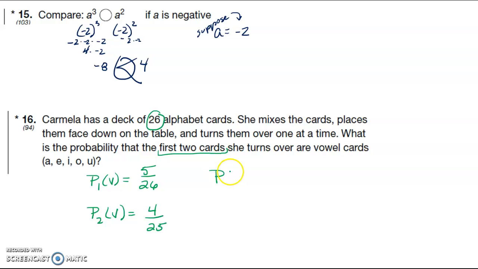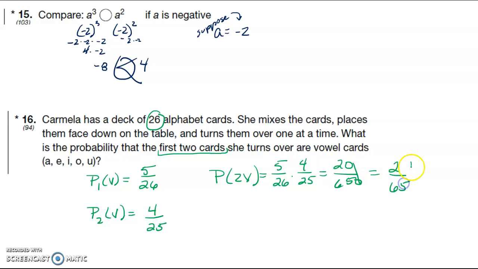So the probability of 2 vowels is 5 over 26 times 4 over 25, which is 20 over, let's see, 26 times 25 is 650, which is 2 over 65, and I think that's as far as it's going to go.